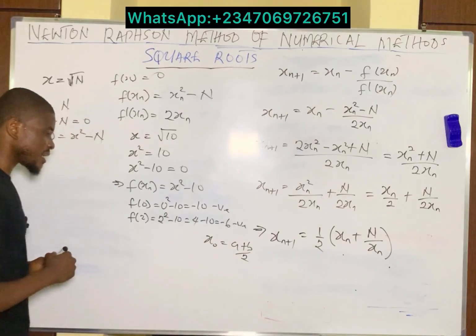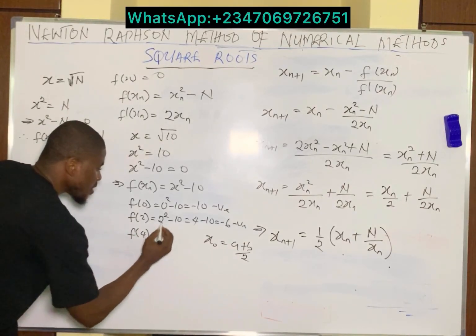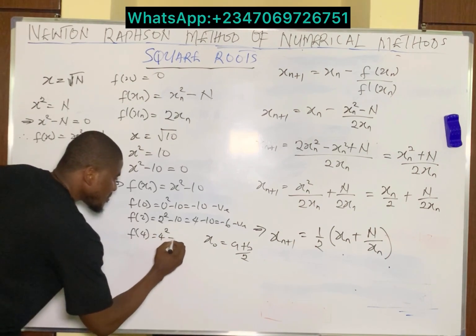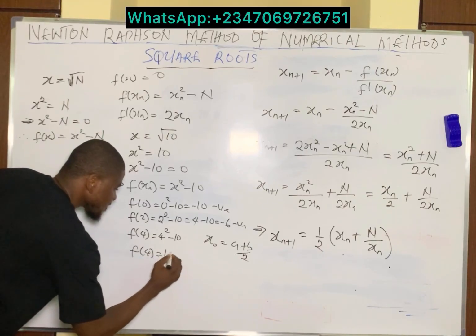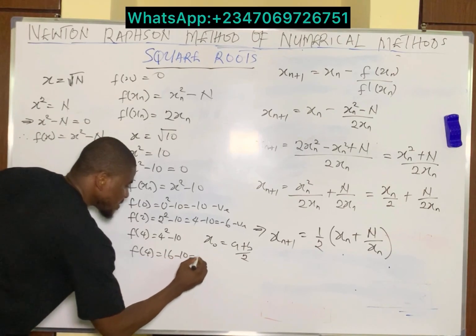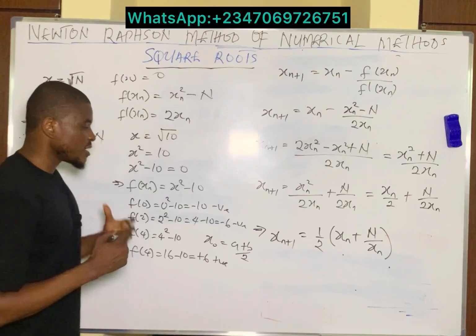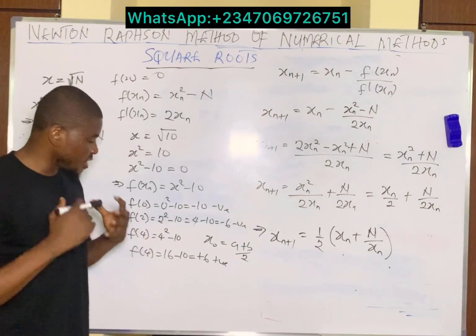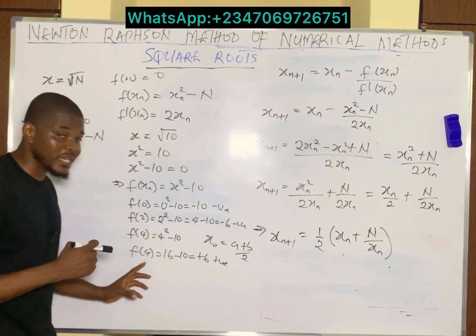Now we choose when x is 4. We simply have f of 4 equal to 4 squared minus 10. So f of 4 is going to be equal to 4 squared, which is 16. 16 minus 10 simply gives us plus 6. Now this value is positive. So you see now that the function changes directly from negative into positive between x is 2 and x is 4.